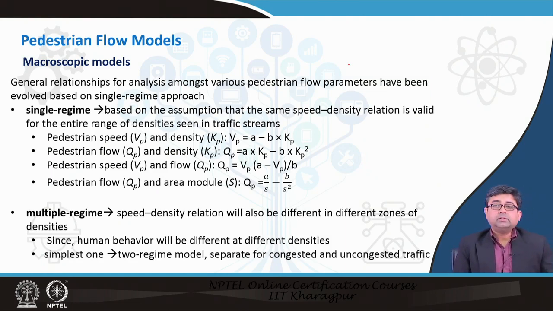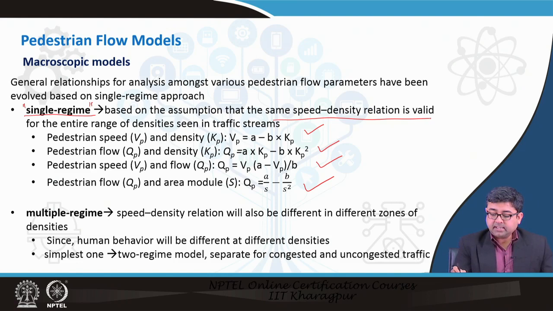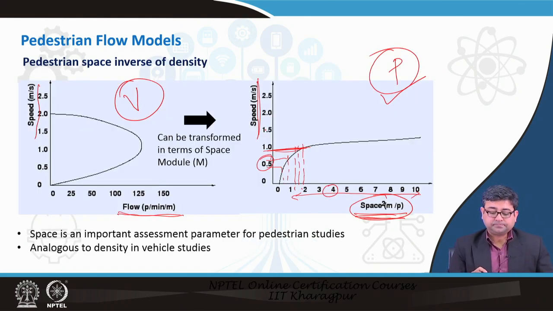Okay. So, now the other thing to remember is, in all of these relationships we have looked at, say the relationship between speed and density, flow and density, speed and flow, or flow and area space, we have looked at them as single regime models. What we mean by single regime models is that we assume that the same speed and density relation is valid for the entire range of densities seen in the traffic stream. So, if we go back to the speed and density relationship.